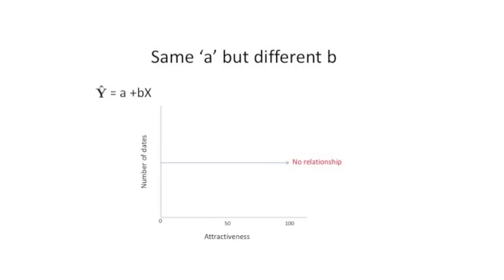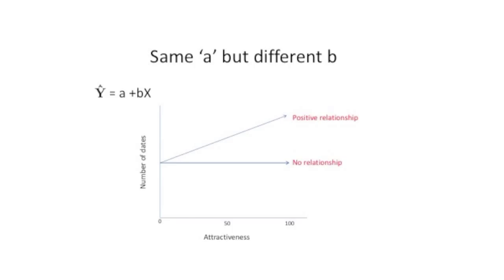If attractiveness has no relationship with the number of dates, then you would expect a flat line. In this case, B is equal to 0. What about if there was a relationship between attractiveness and the number of dates, and you found out that the more attractive somebody is, the more dates you have? Then you would find a positive relationship. In this case, B is greater than 0.